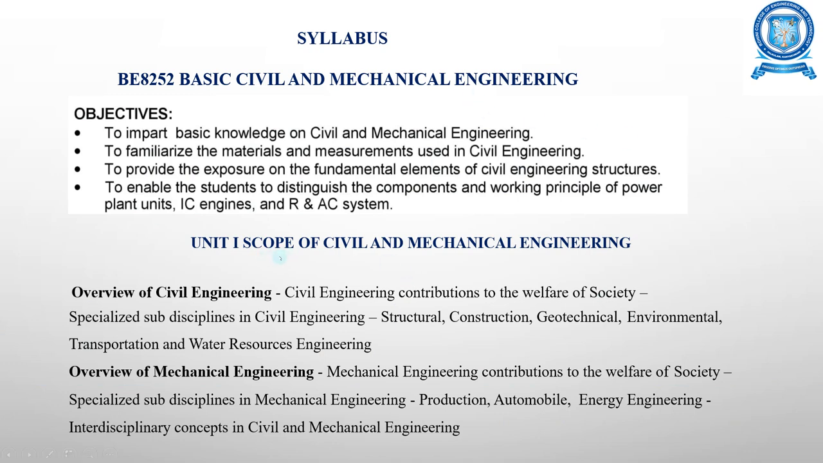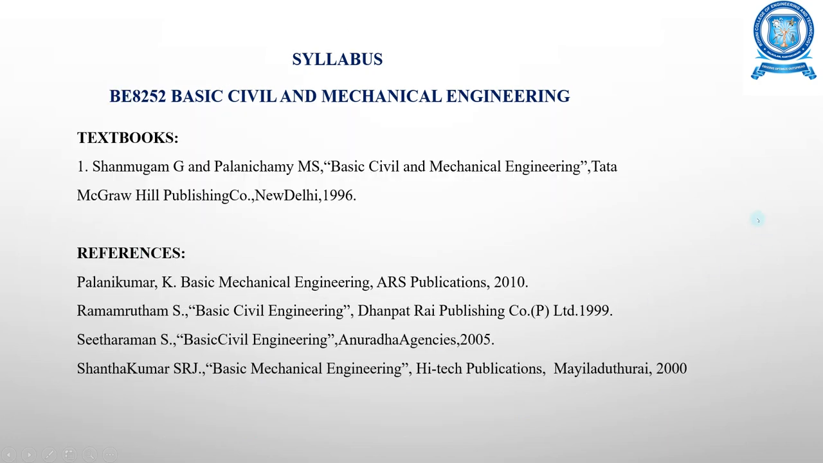So regarding this syllabus for this Unit 1, Scope of Civil and Mechanical Engineering, the first part is overview of civil engineering, and the second part is overview of mechanical engineering, in which the students will be studying about mechanical engineering contributions to the welfare of society, specialized subdiscipline in mechanical engineering, production, automobile, energy engineering, interdisciplinary concepts in civil and mechanical engineering. So these are all the textbooks and reference books for this course, Basic Civil and Mechanical Engineering.